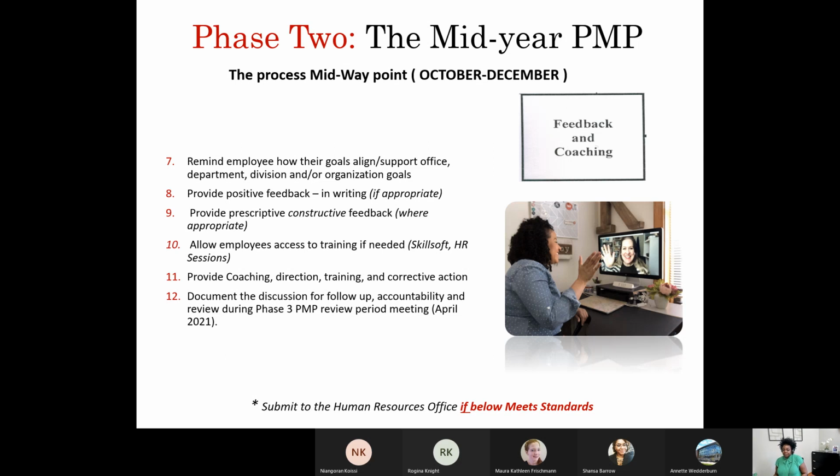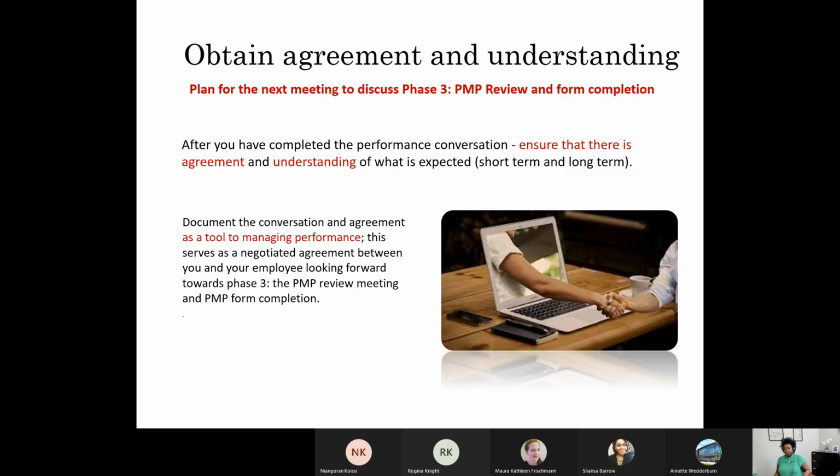Document the discussion for follow-up. Documenting also helps you to keep yourself accountable, to hold them accountable, and then plan for the review phase, which is going to be in April this year. You know that at this point, if you've assessed that they are a below meets, HR wants you to send that information to us so that we can give you additional tools and resources to help you help your employees succeed.